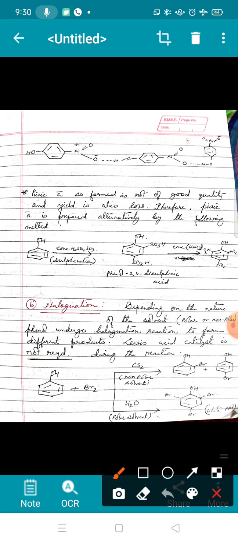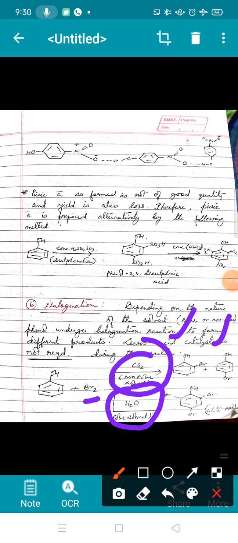Next is halogenation reaction. Depending on the nature of the solvent, phenol gives you two different products when you carry out halogenation reaction. We have taken halogen as bromine. If you take a non-polar solvent, then just like any other electrophilic substitution reaction, you get ortho and para product. But if you take water as the solvent, a polar solvent, then all the three positions of phenol get substituted by halogen, just like nitration reaction.